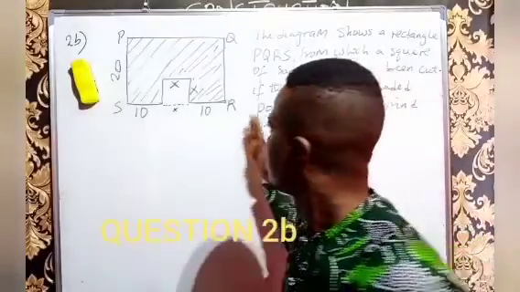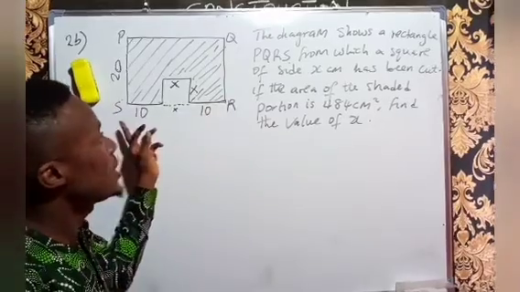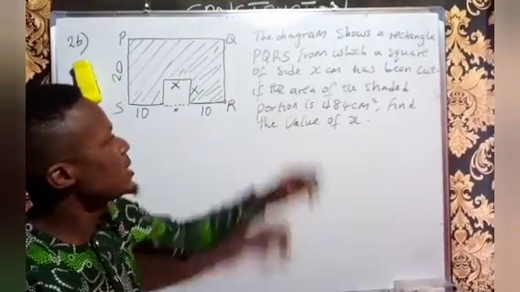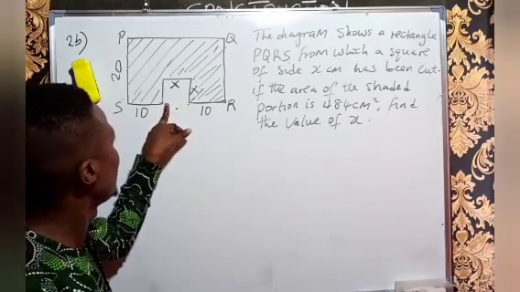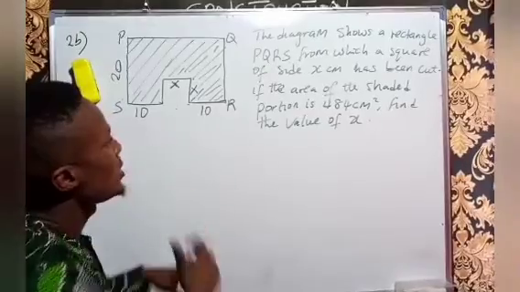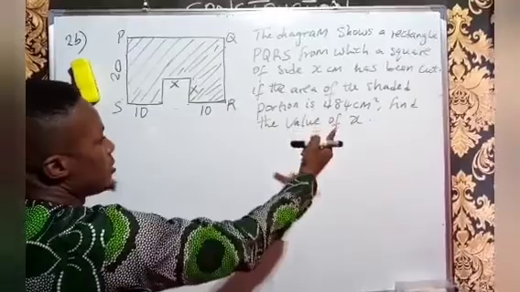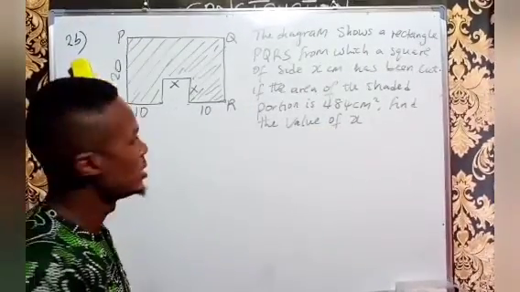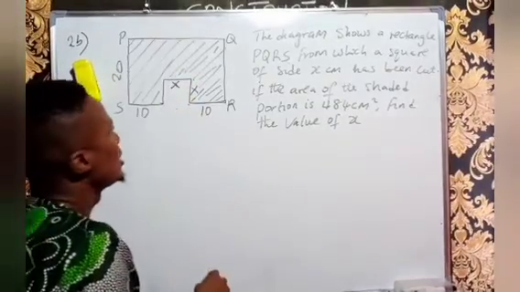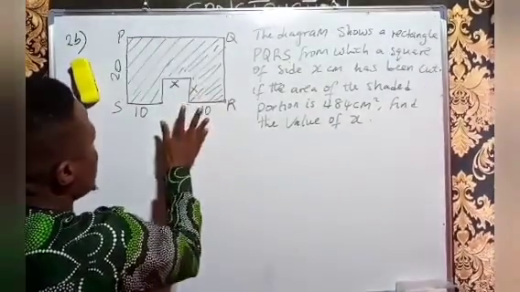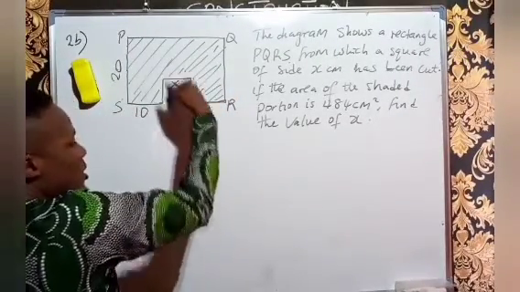2b. So it says the diagram shows a rectangle PQRS from which a square of side x cm has been cut off. So they cut off this small square here. Okay, look at the square that is cut off. So they told us that the area of the shaded portion is 484. This shaded portion is 484. That we should find the value of x. Now the value of x is part of the length of the square. And to get the area of the shaded portion, it means the area of the complete rectangle minus the area of the square that is cut off.